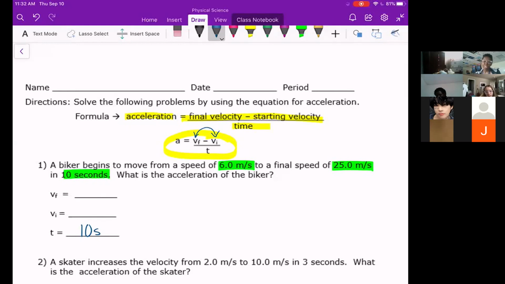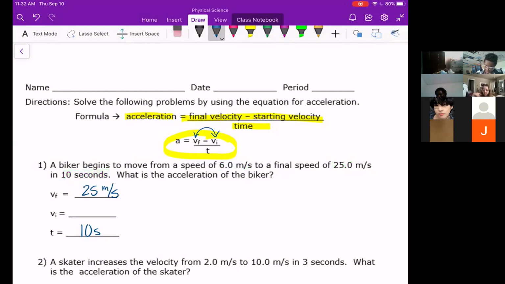So a biker begins to move from a speed of 6 meters per second to a final speed of 25 meters per second, okay? So the final speed is what? That's VF, and which one was that? 25 meters per second, yes. So that must mean that our initial speed was 6 meters per second. And let's color code this just in case people get lost.